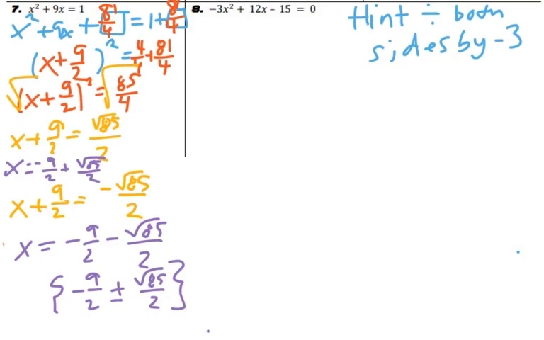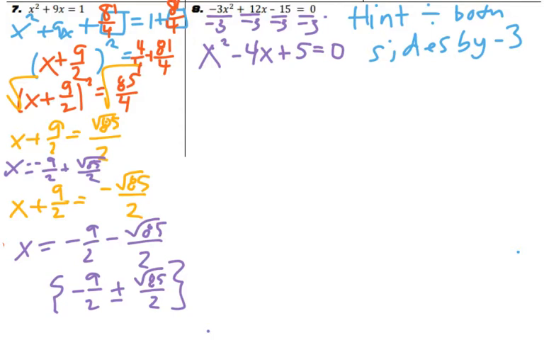All right, our very last problem. My hint to you is to divide everything by negative 3 first. So I'm going to go ahead and do that. If I divide every individual term by negative 3, which I can do because this is an equal sign, and as long as I do it to every individual piece, I'm allowed to do that. I'm left with x squared minus 4x plus 5.